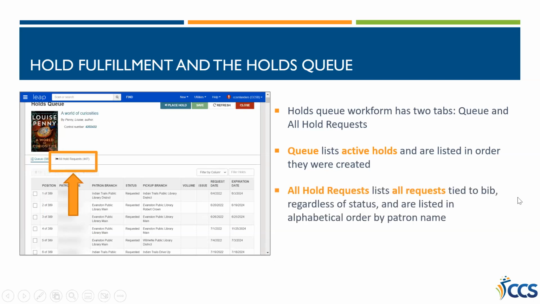Now, the other tab, the all hold request tab, this lists all requests tied to a bib record regardless of status. So in this tab, you're going to see not only those active holds, but anything that's like suspended or paused, things that are currently ready for pickup or went unclaimed, even canceled holds. So it lists everything. And then in this tab, it also lists holds in alphabetical order by patron name. So it does not reflect any kind of like queue order.